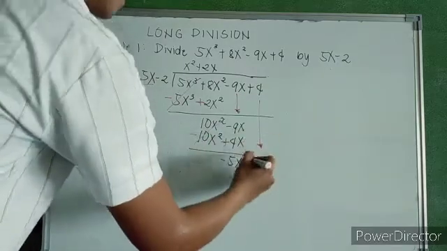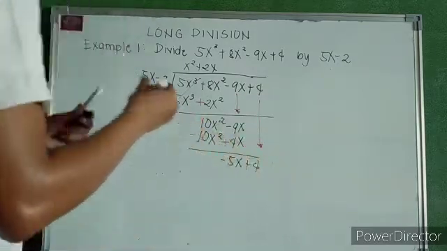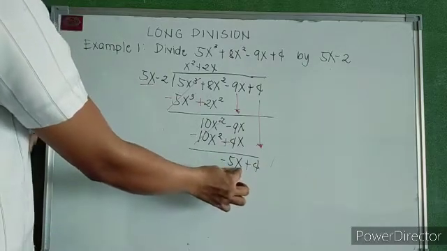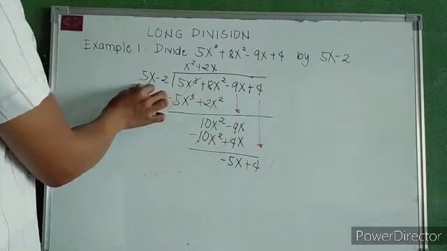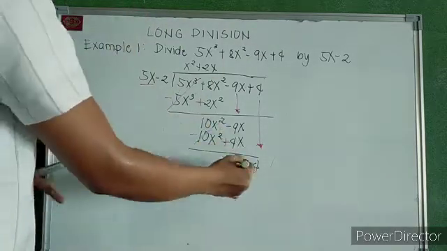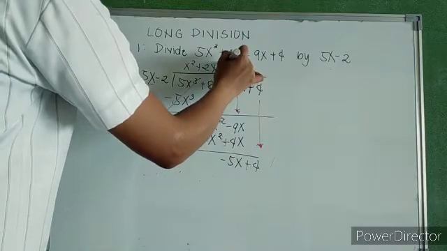So we have positive 4. Okay? So now, same process. We divide the negative 5x by 5x, so that is equal to negative 1. Okay? So we got our answer here, that is negative 1.